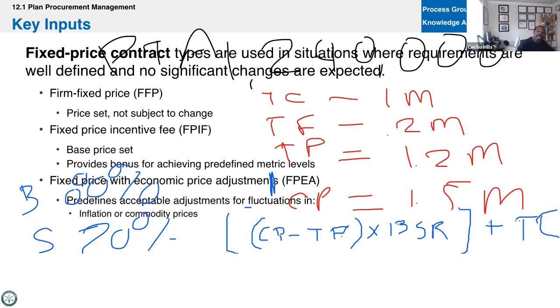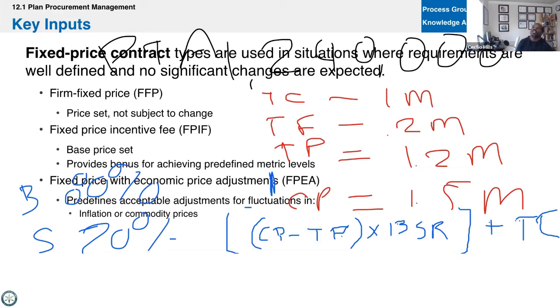And on the flip side, if I keep your costs under $1 million, and this is where it's similar, the same thing, that share ratio comes in, and we get some of that money, 20% of that. So the opportunity would be 20% times the $300,000.